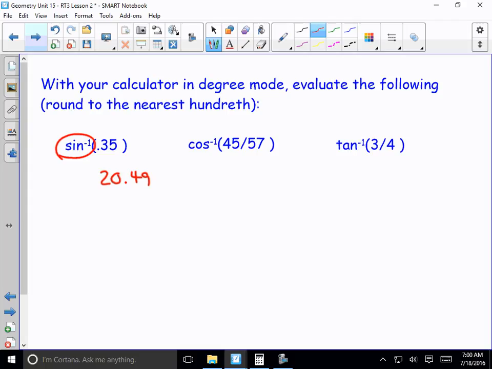Cosine -1, so second cosine, and then we type in 45 divided by 57, close the parenthesis, and then hit enter, and we get 37.86. And then tangent -1 of 3/4. Second tangent, 3 divided by 4, close the parenthesis, and we get 36.87 rounded to the nearest hundredth, or 2 decimal place value.